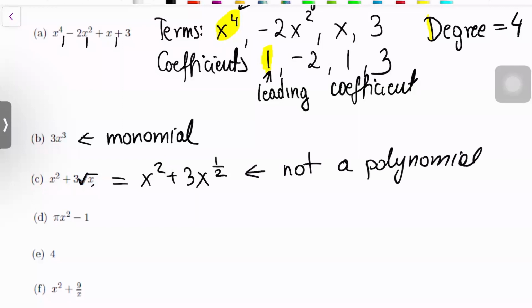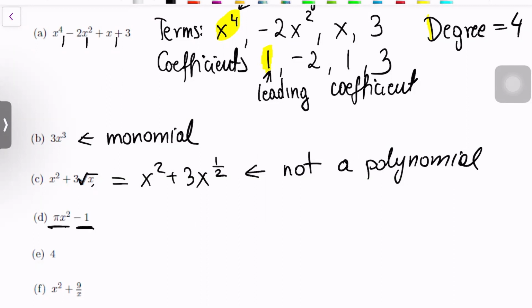So what I want you to focus on to establish if something is a polynomial is really the power of x. There is no restriction on coefficients. They can be any number, but powers of x can only be natural, okay? So if you look at D, is that a polynomial? There's an x squared term and there's a constant term, right?